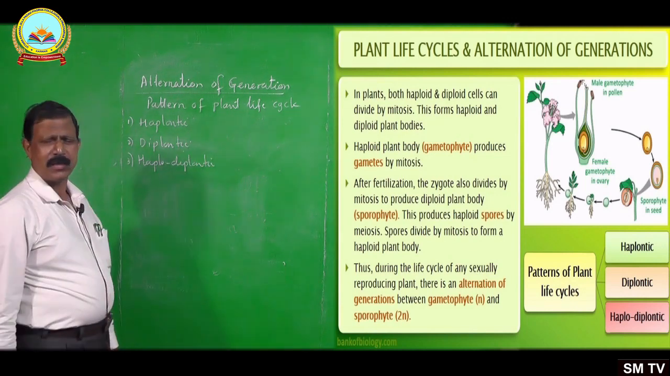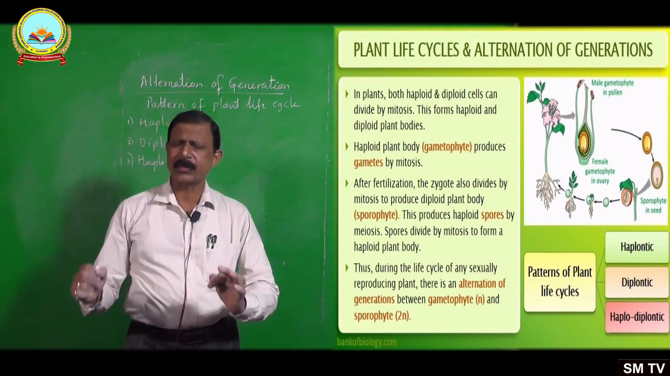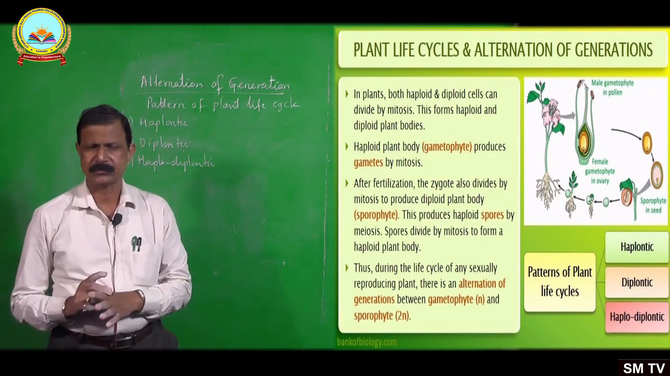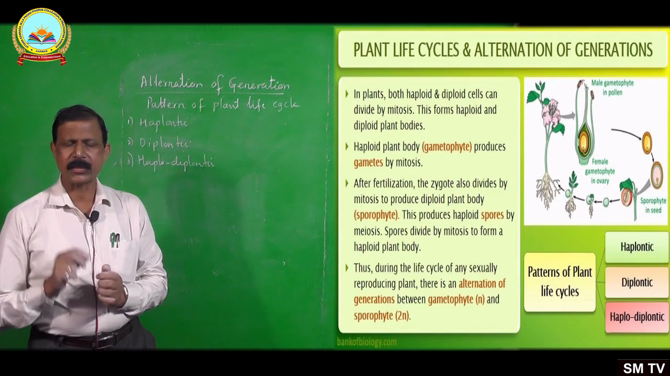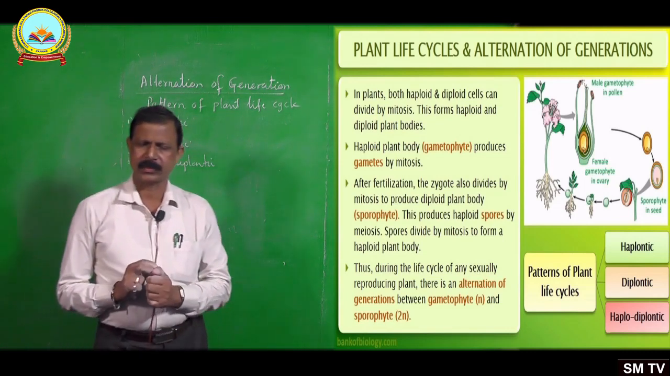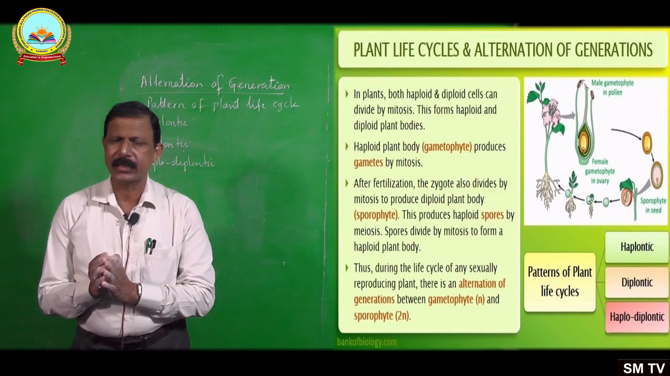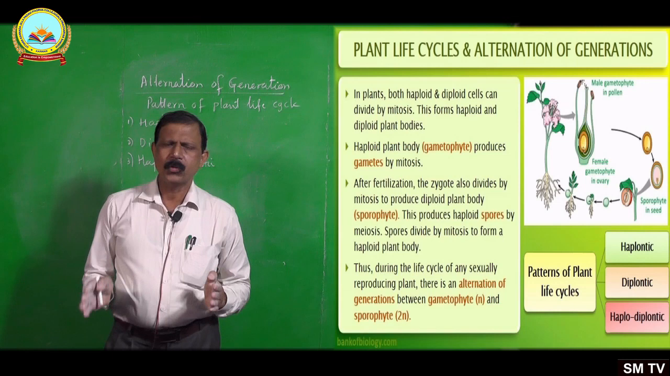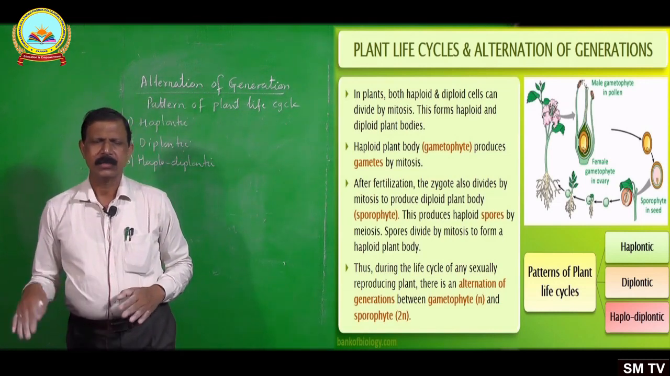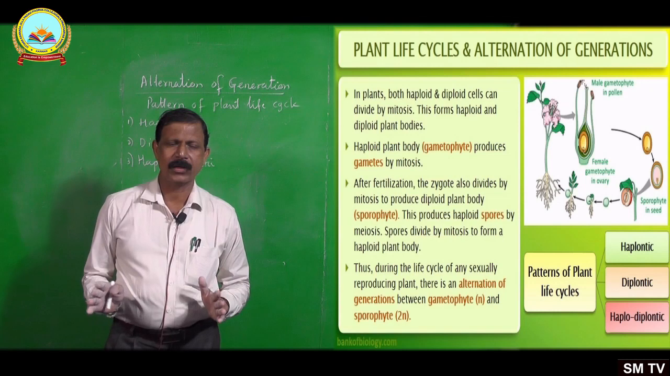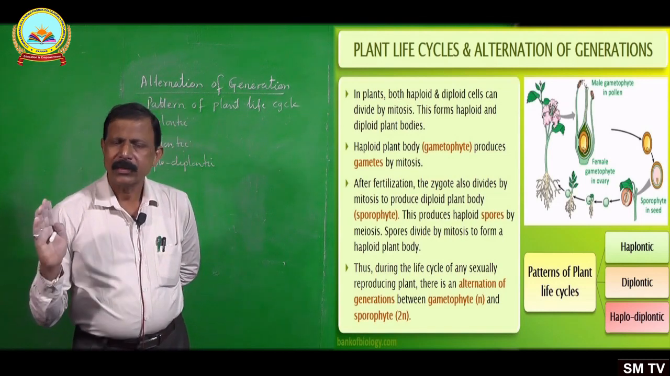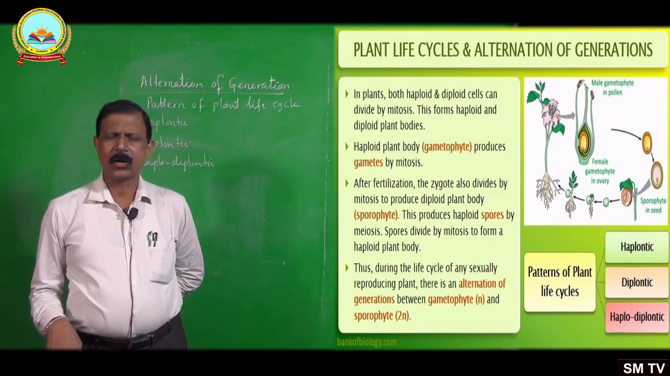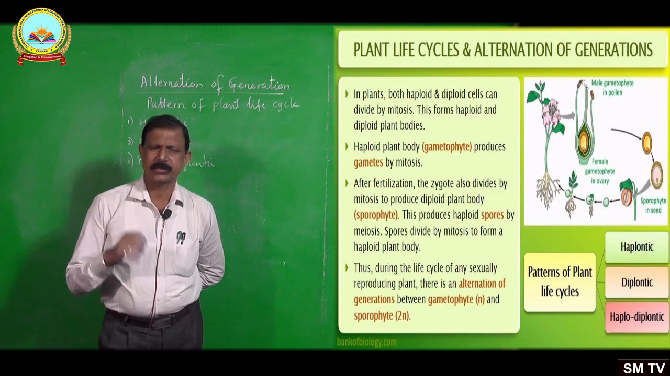What are all these? Haplontic, diplontic and haplodiplontic mean what? Haplontic life cycle means the haploid phase is dominant. Diplontic life cycle means the diploid phase is dominant, and haplodiplontic means both the phases are equal but dominant. So in plants both haploid and diploid cells can divide by mitosis, and this forms the haploid and diploid plant bodies.